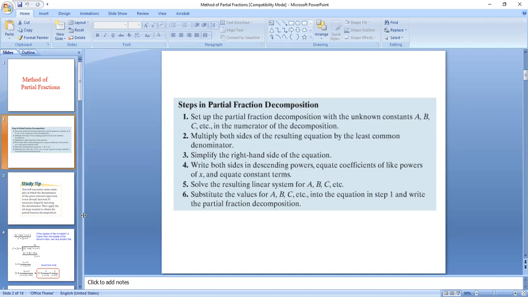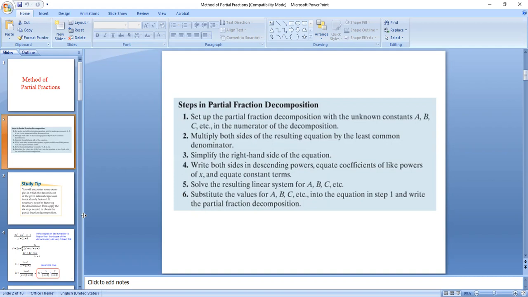This partial fraction decomposition will have unknown constants. We refer to these unknown constants as unknown coefficients, A, B, C, etc. Etc. meaning, class, it could have even a D, an E, or an F, depending on how many partial fractions you have in your decomposition, or how many partial fractions you have equivalent to the original given fraction. Okay? So you have to set up the partial fraction decomposition with the corresponding unknown constants A, B, C, etc.